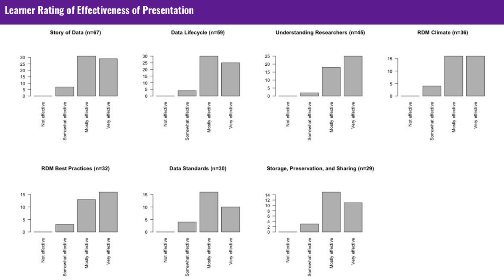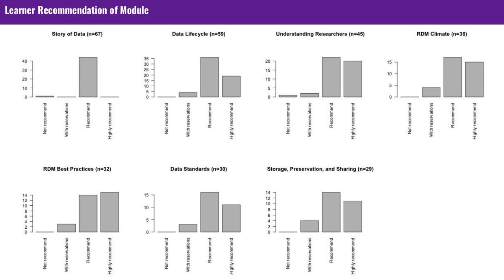So in terms of the satisfaction data, this is just for the 7 modules since the 8th module was added later. This asks the learners to rate the effectiveness of the presentation, and you can see across all the 7 modules, the vast majority rated them either mostly or very effective. Then, to what degree they would recommend the modules. Again, the vast majority would either recommend or highly recommend.